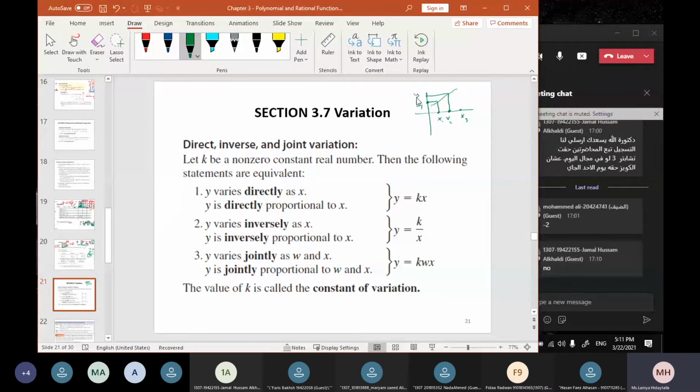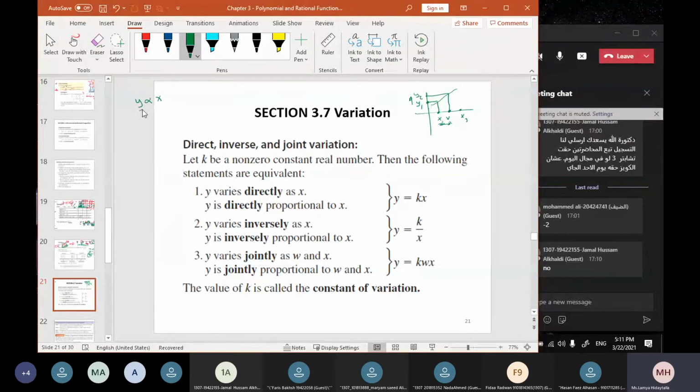increased as well. So this is y2. So when x increases, what happens to the value of y? y increases. So the values of x and y are directly proportional. And we say that y is directly proportional to x.